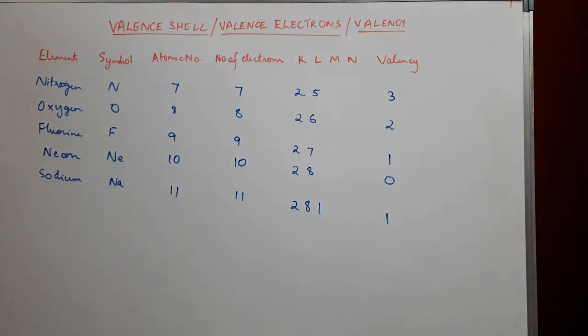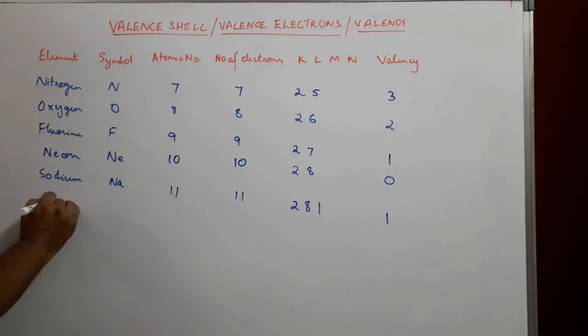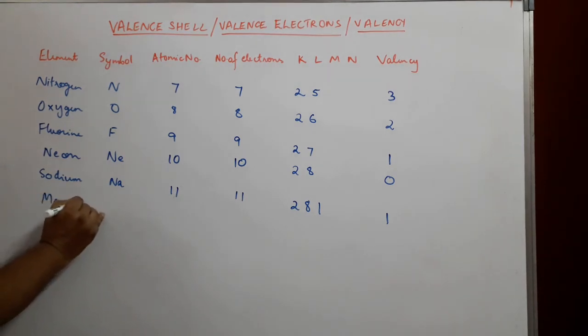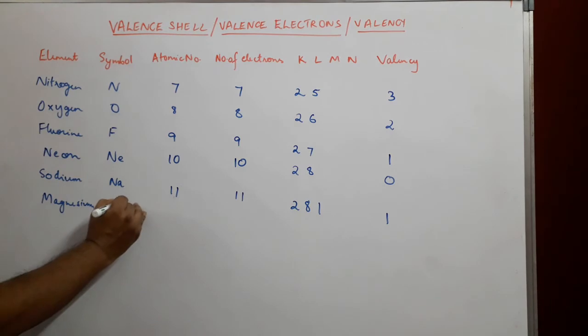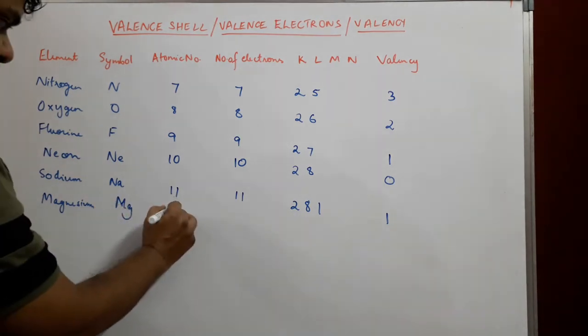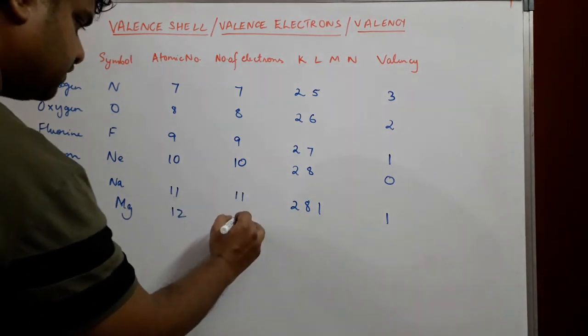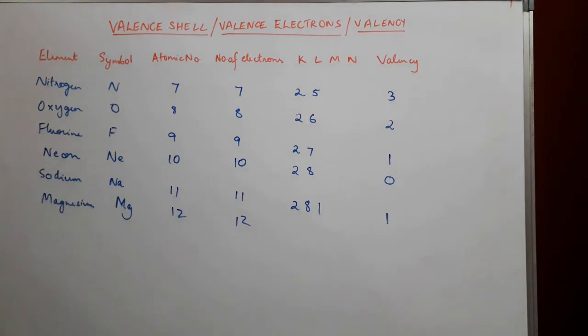Okay. Followed by, after sodium comes magnesium at number 12. So we have magnesium at number 12. Symbol is Mg. Atomic number 12. Number of electrons 12.